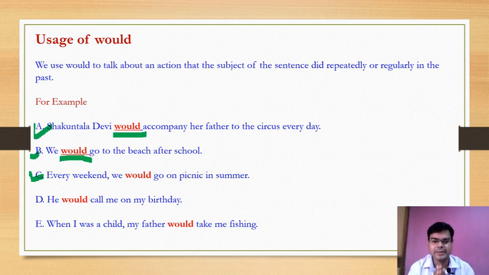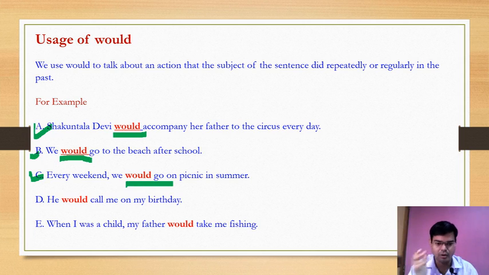Every weekend we would go on picnic in summer. So this was something which was regular or fixed. Whenever we used to have picnic, we used to go. Okay, and that picnic used to be in summer, means there was a repetition. In summer we used to go on picnic every weekend. Whenever we used to have holiday like Sunday, Saturday, we used to go. Okay, so would has been used.